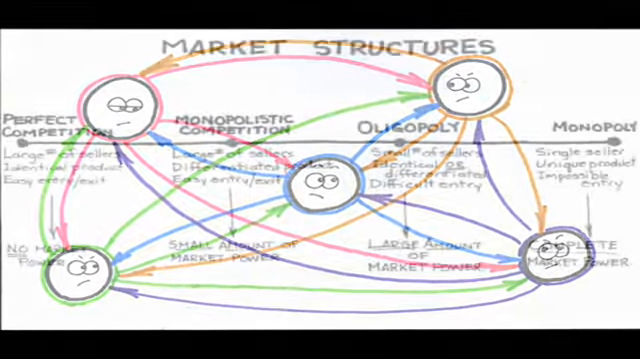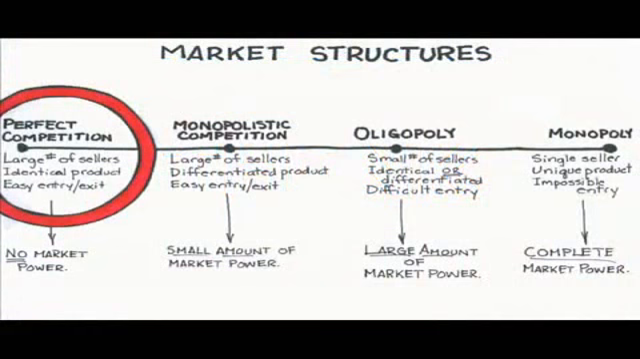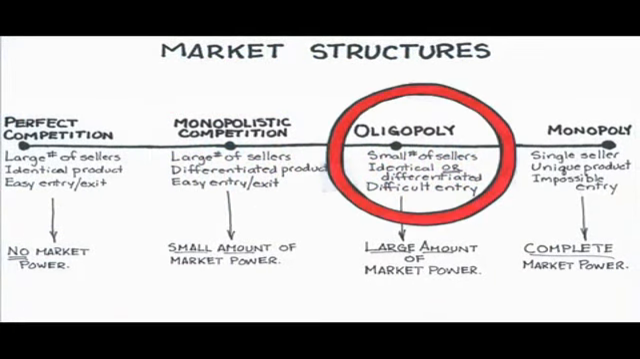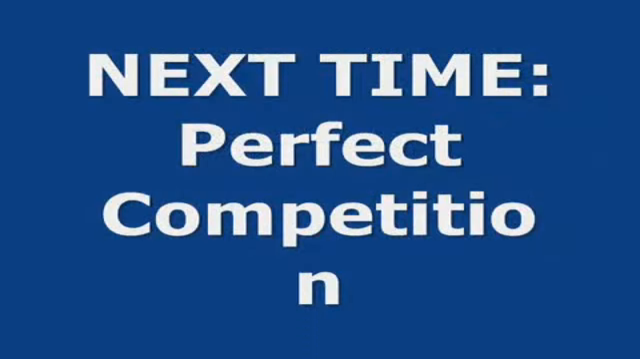Now that you know something about each market, I have an exercise for you. See if you can come up with real-world examples for each type. What kind of product or products would fit the perfectly competitive structure? What about monopolistically competitive? Oligopolistic? What about monopolistic? Have your answers ready because I'll be asking for your responses in our next class. Next time, perfect competition.